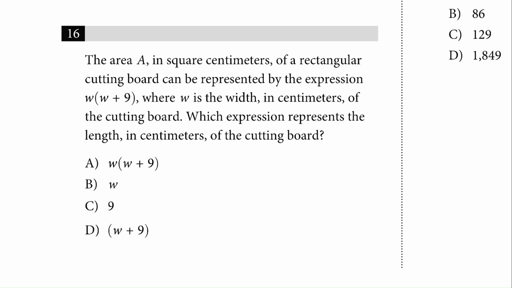So we know that the area of a rectangle is going to be length times width. It tells us that W is the width, which means that the length is going to have to be equal to W plus 9. So the answer is D.